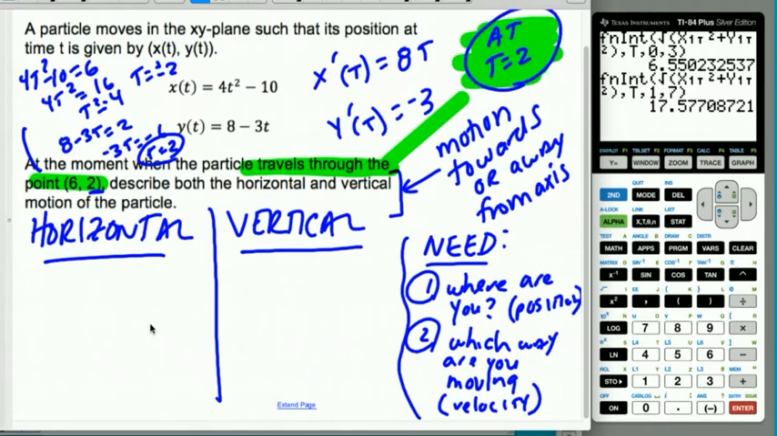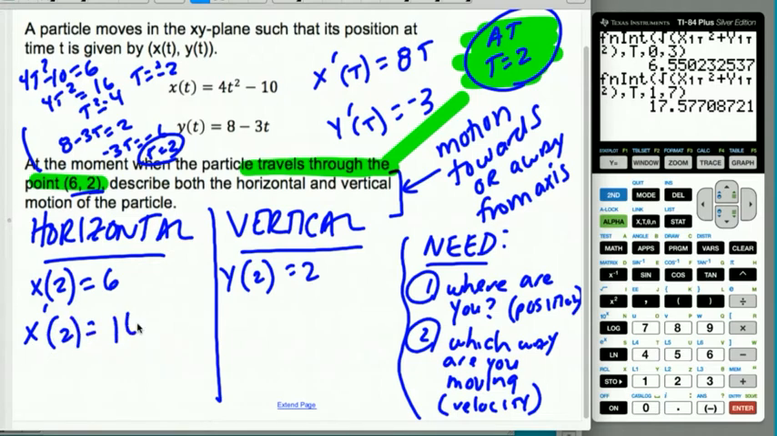So that's the time we're talking about here. So I can find, I already know what x of 2 is. X of 2 is a 6, and y of 2 is a 2 because we were given that information, right? But x prime of 2 is going to be a 16, because 8 times 2, and y prime of 2 is going to be a negative 3.